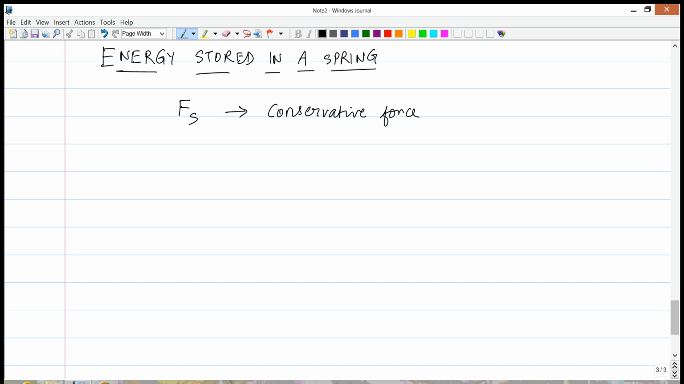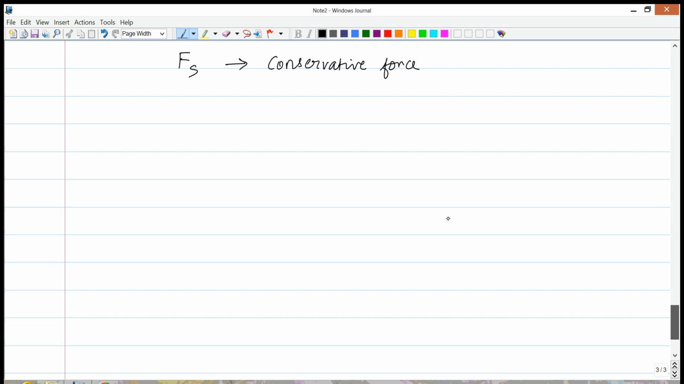Okay, so once we know this, what we'll do is we'll find the work done by the spring force first, and then use the definition of the change in potential energy to figure out the potential energy stored in the spring. Now, what we know is that the spring that obeys Hooke's law satisfies this equation for the force.